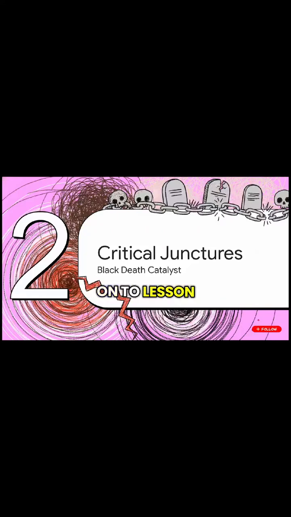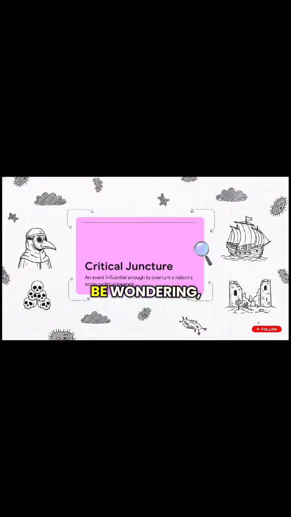Let's move on to Lesson 2, critical junctures, specifically the Black Death catalyst. So, you might be wondering, how do these deeply entrenched extractive institutions ever actually change? Well, history shows us it usually takes a massive, earth-shattering, actually scratch that, a truly paradigm-shifting event. The authors call this a critical juncture.